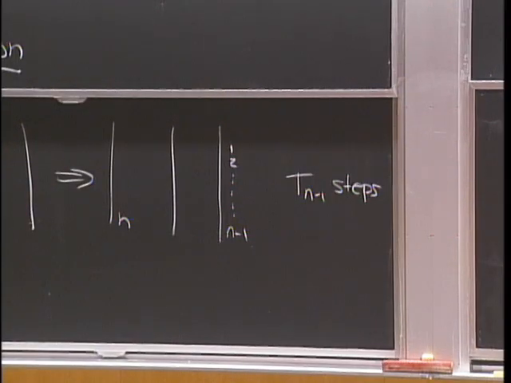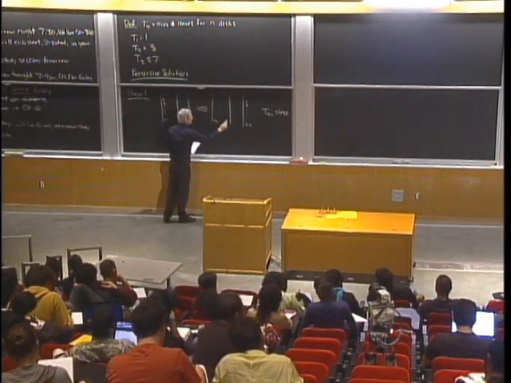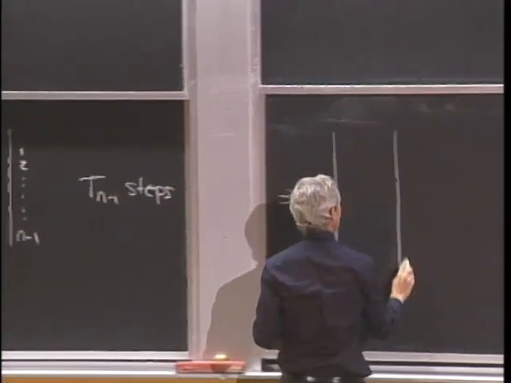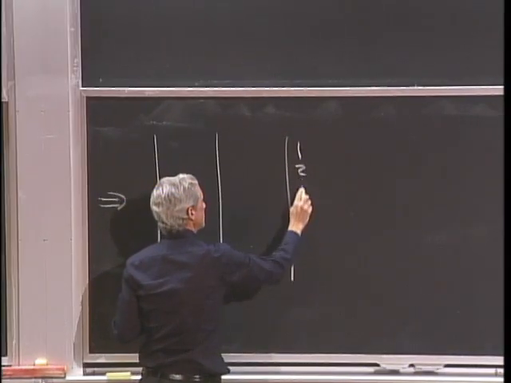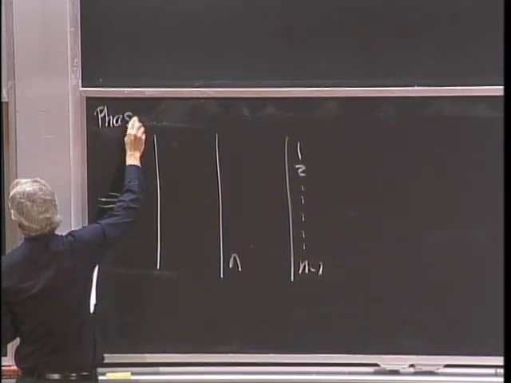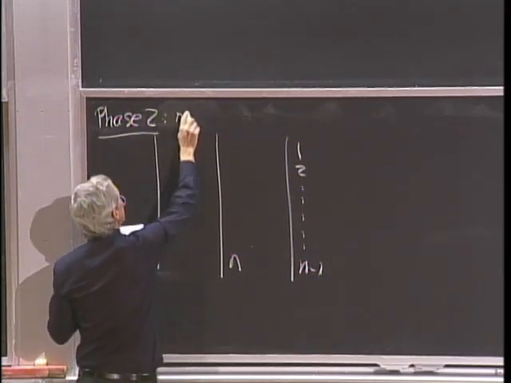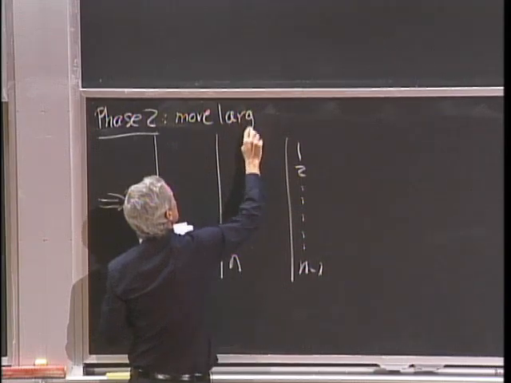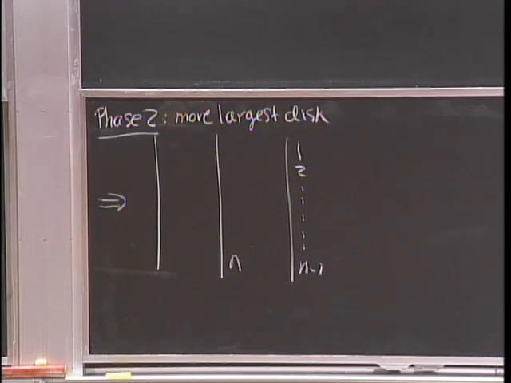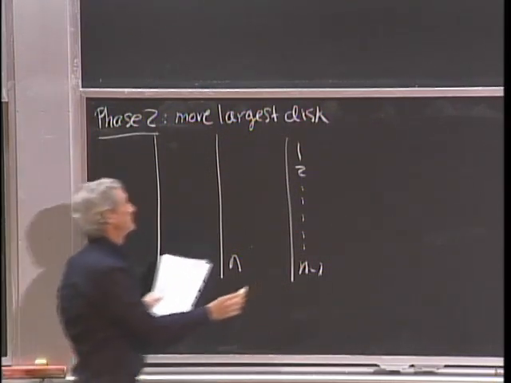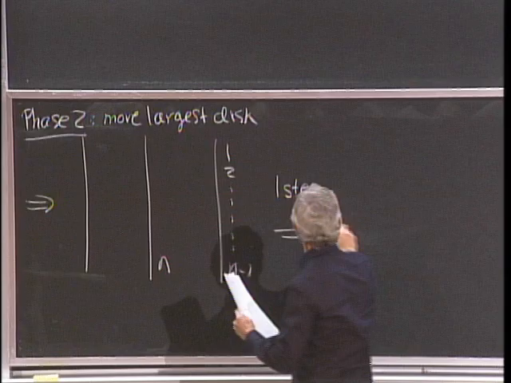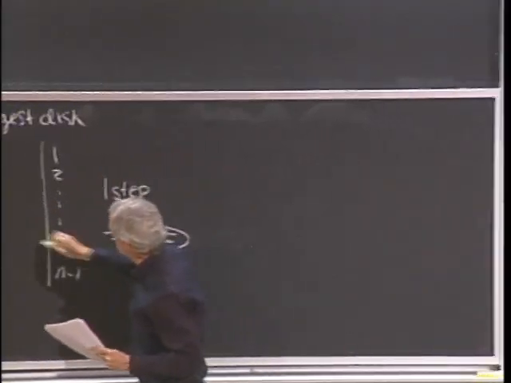All right, now my next move is to take this guy and stick him here. So we'll draw that over here. So the nth guy moves there, and I leave all these guys here. That's going to be phase 2. I move the largest disk. And how many steps did that take? 1 step. Just move 1 disk. And then my last phase is to take all these and move them onto here.